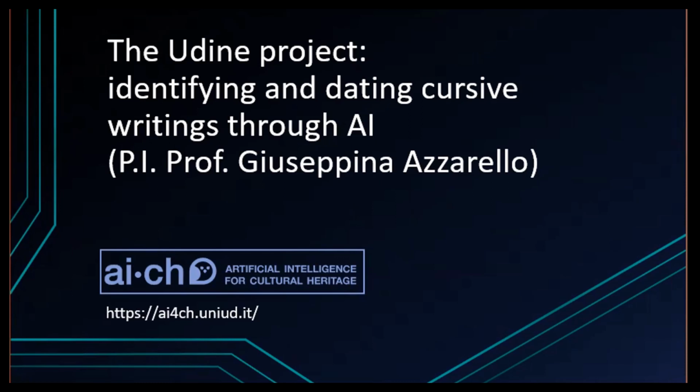The idea is to train the machine to recognize the individual features of cursive hands in order to identify papyri written by already known scribes and to date them according to the transformations of writing over time. With respect to other projects dealing with the automatic recognition of literary writings, this is particularly challenging due to the uneasy outlines of cursive hands.